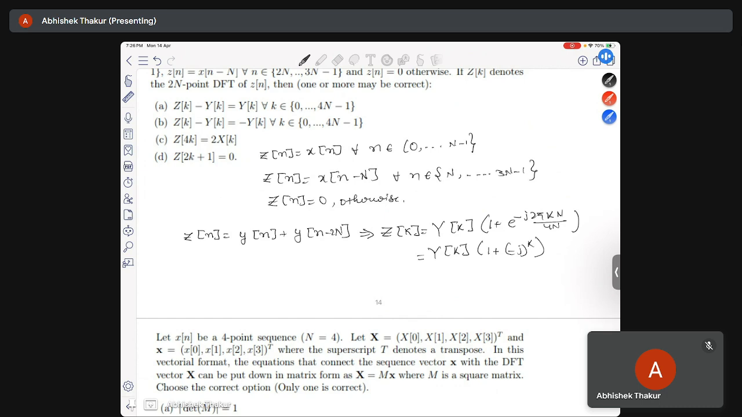So from this we can follow that z of 4k is equal to 2Y of 4k, because when you substitute, we will get 2Y of 4k, and this is also equal to 2 times X of k. So option C is correct. And Z of 2k plus 1 will be 0 because 1 minus 1 will be 0. So option B is also a correct answer.